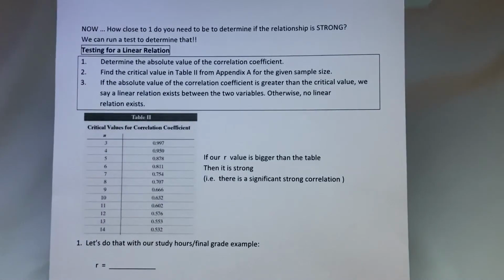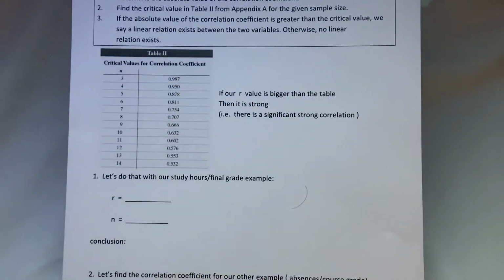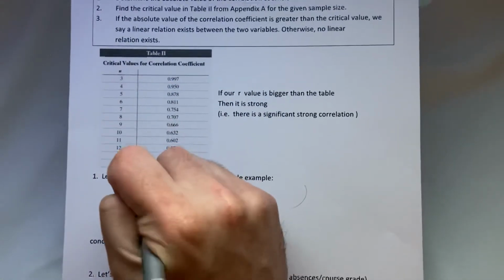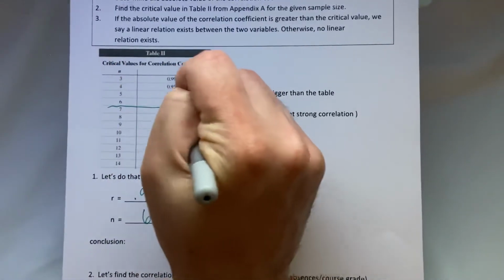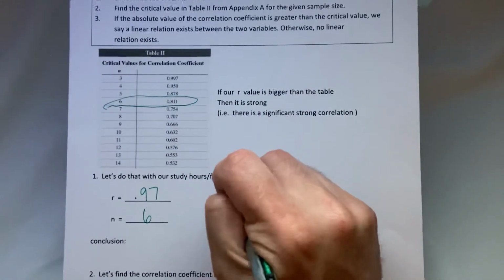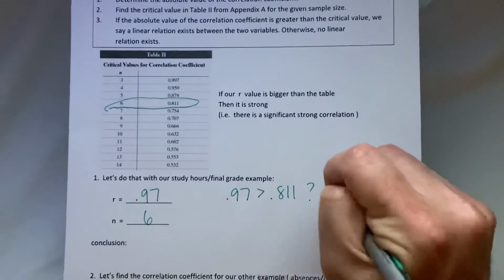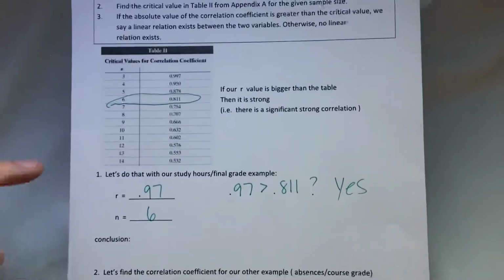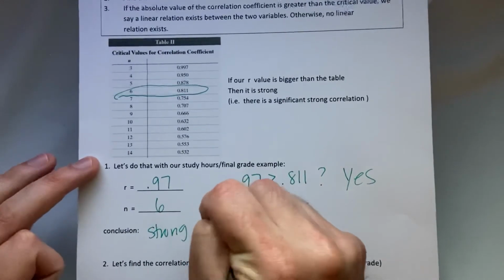So if we look at our last example, here's a cutout of the table. We had an R value of 0.97 and there were 6 numbers. Now if we look here at the column for 6, it says it needs to be at least 0.811. Is 0.97 greater than 0.811? Yes. Conclusion: there was a strong positive relationship.